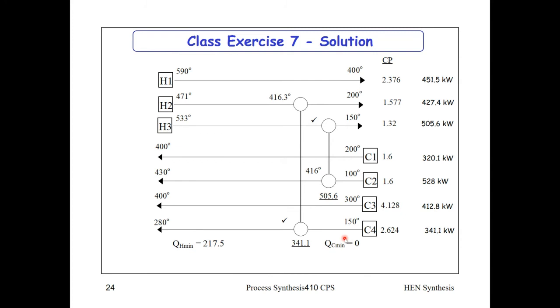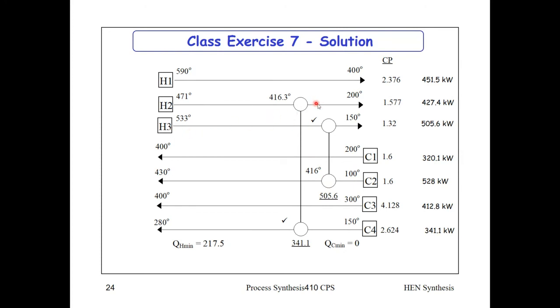Okay, so let's have a look at CP. CP hot must be less than CP cold. So we choose this match, 1.3 with 1.6. And that is 50 degrees C difference on this side, and it's more than 50 degrees C difference on the other side. If you make that 505.6 kilowatts, then you have finished H3.